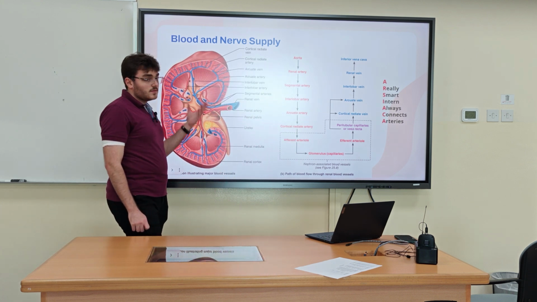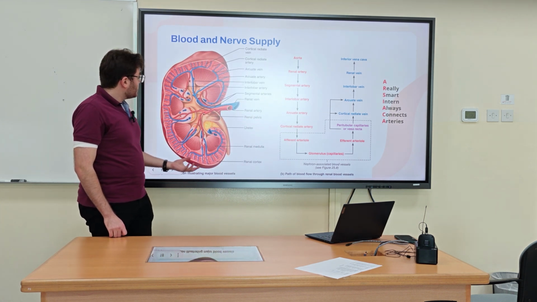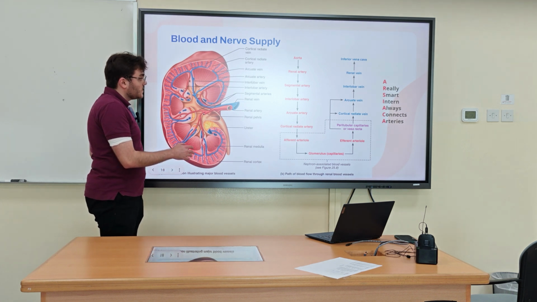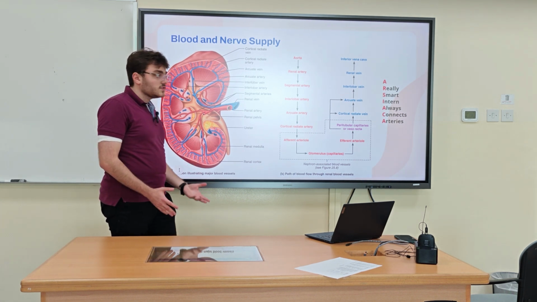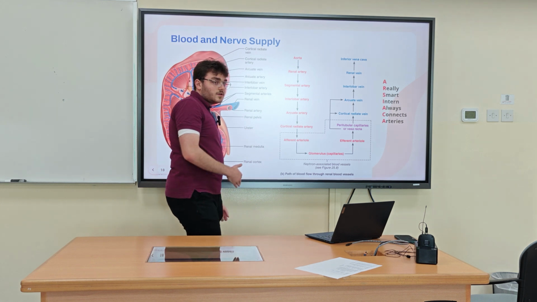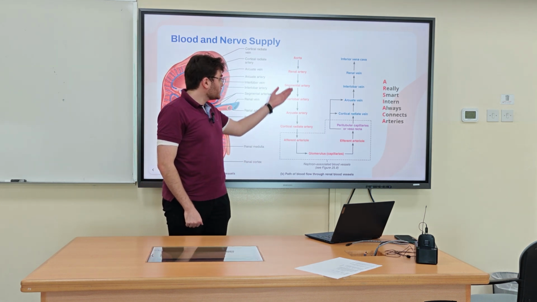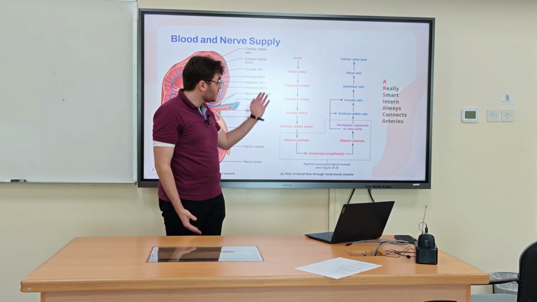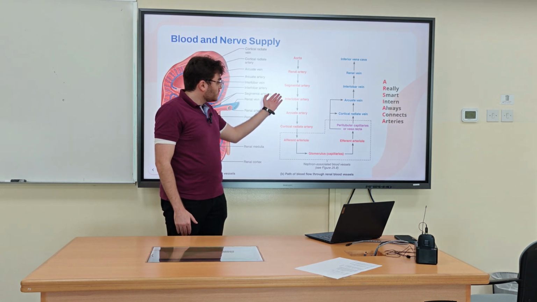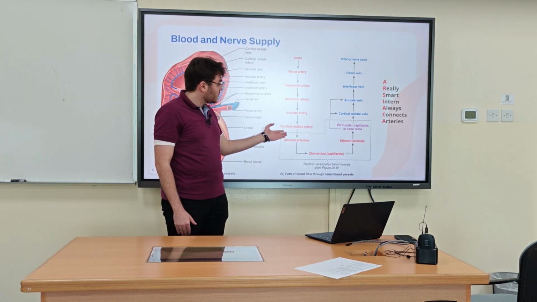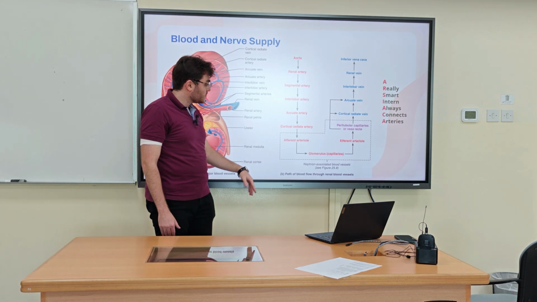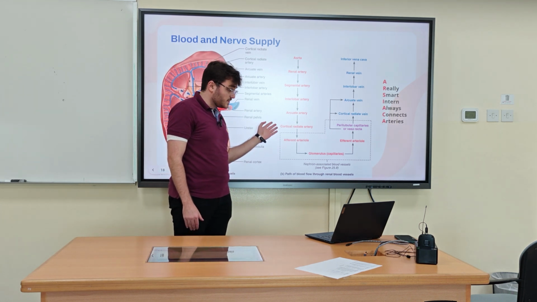Okay, now for the blood and nerve supply. This is the kidney. First of all, coming out from the heart is the aorta. Then the aorta feeds into the renal artery. Renal artery gives off segmental arteries. The segmental arteries give off several interlobar arteries, then several arcuate arteries, and finally cortical radiate arteries.